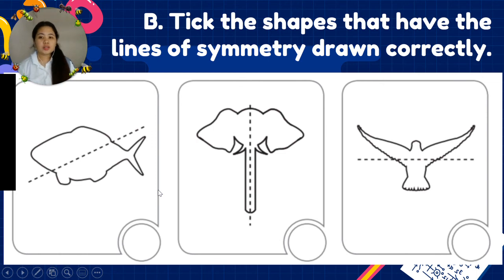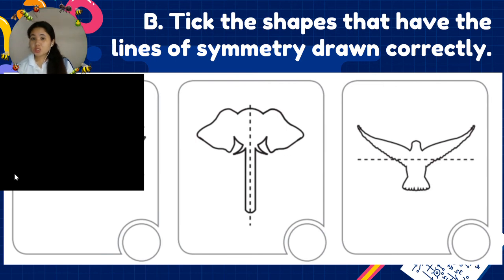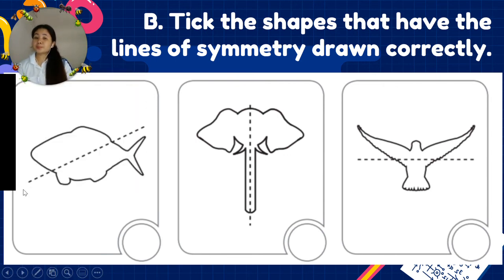Next one, let's proceed to the last three. Okay, so this one, what is this? Oh, is that a fish? Okay, so I think it's a fish. So is the fish a symmetrical shape? What do you think?